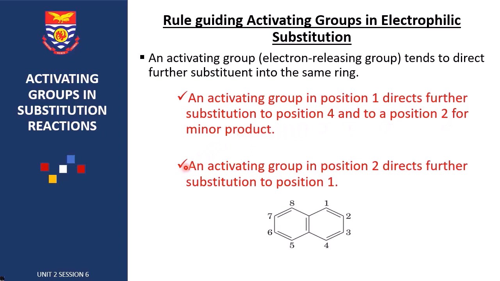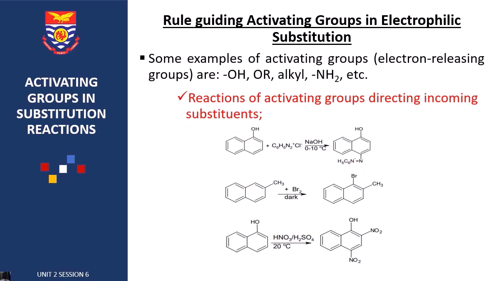Now again, if there's an activating group at position 2 and there's an incoming substituent, that substituent is directed to position number 1. Okay, so these are typical examples of activating groups: OH, OR, alkyl, amine groups, etc. These activating groups, when present on the naphthalene ring, direct incoming substituents to other positions.